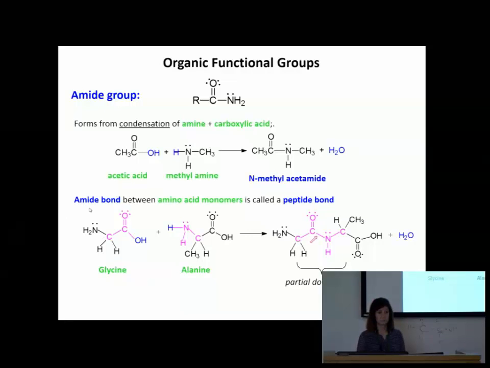And so what you have is the nitrogen on one amino acid reacting with the carbon of the carbonyl on the other one. Then we remove water and we get this peptide bond. It's also called an amide, and we'll see later that it has partial double bond character.